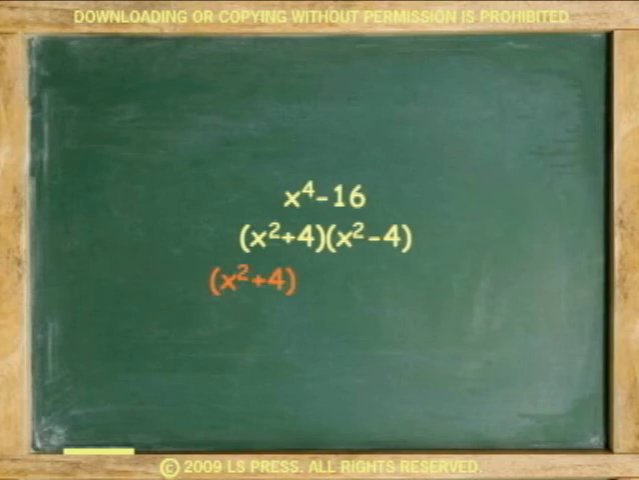Because it is a difference of two squares, factor two binomials. One addition, one subtraction. The square root of x to the fourth is x squared. The square root of 16 is 4. Now, the first binomial is a sum of squares and cannot be factored. The second binomial is another difference of two squares, thus turning the complete factoring into x squared plus 4 times x plus 2 times x minus 2. The square root of x squared is x. The square root of 4 is 2.